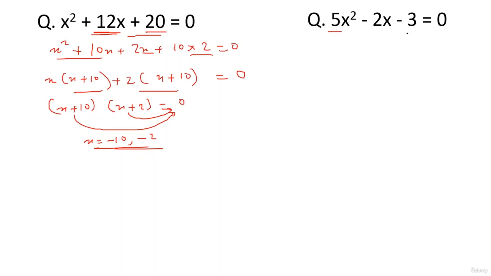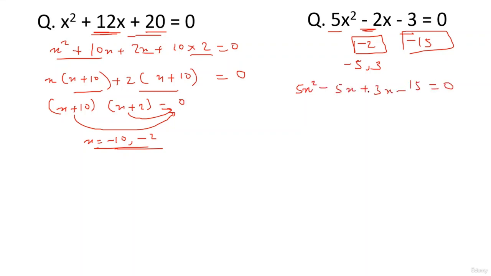How? We multiply 5 and minus 3, we get minus 15. So now we want two numbers in sum is minus 2 and product is minus 15, right? So we understand that these two terms are minus 5 and 3. Okay, sum is minus 2, product is minus 15. So this will be 5x square minus 5x plus 3x minus 15 is equal to 0. Between these two, you can take 5x common, x minus 1 बचेगा.